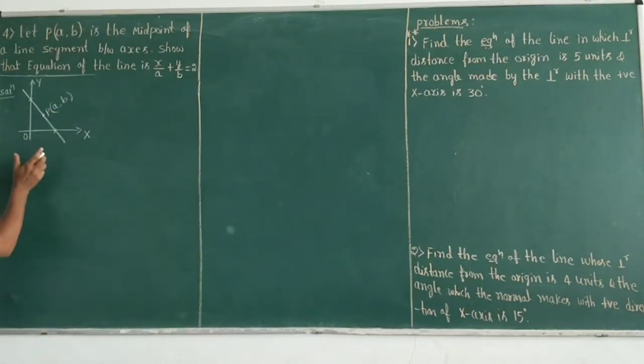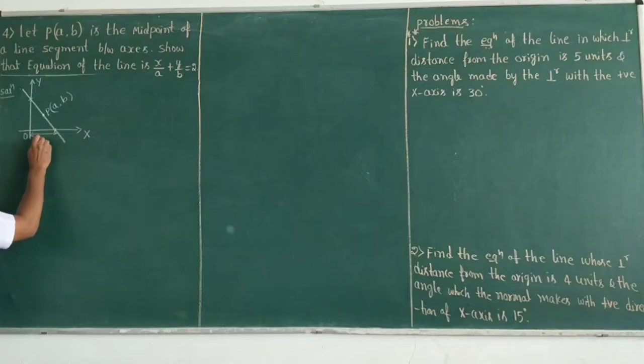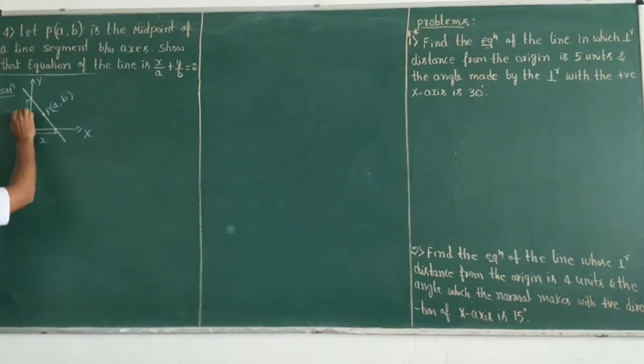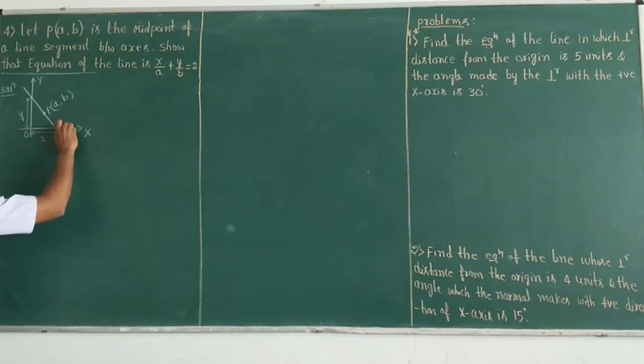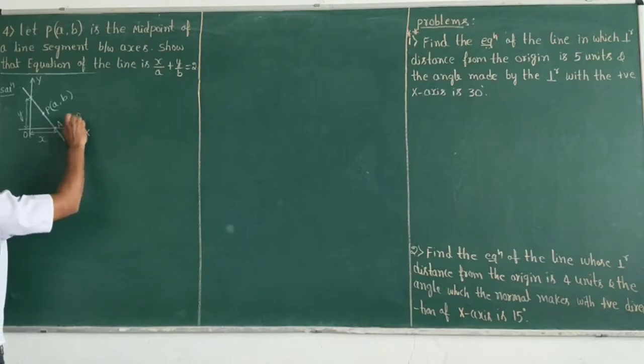By the concept of intercept, the distance from the origin to the point on the x-axis is called the x-intercept. Usually it is denoted by small letter a, but here a is already given, so that's why this is called x. And similarly, this is the y-intercept, and that distance is denoted by y. Any point on the x-axis is of the form (x, 0). Here x is nothing but the distance, so the point is (x, 0).